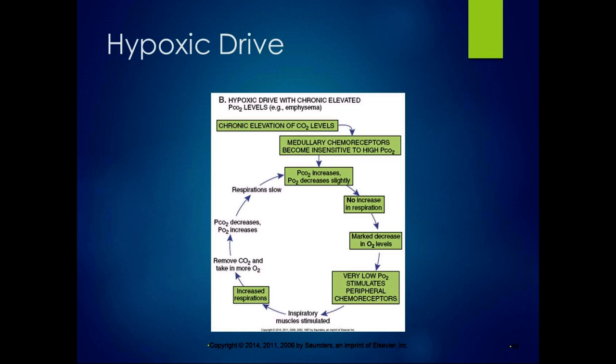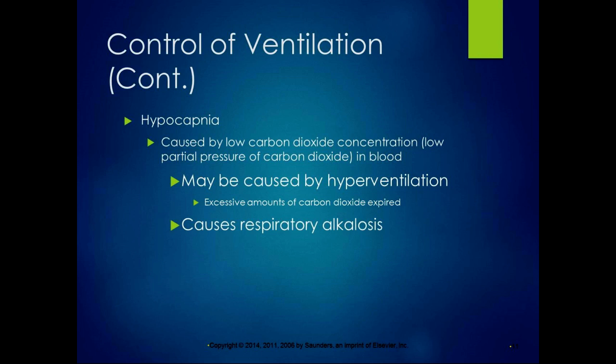So the hypoxic drive is basically your body doesn't respond to CO2 as well, and so it's O2 that stimulates the peripheral chemoreceptors in the carotid bodies. Hypocapnia is caused by low carbon dioxide concentration in the blood, and it can be caused by hyperventilation because you've expired excessive amounts of carbon dioxide, and it causes respiratory alkalosis. This is way back to chapter 2 when we were talking about this stuff.